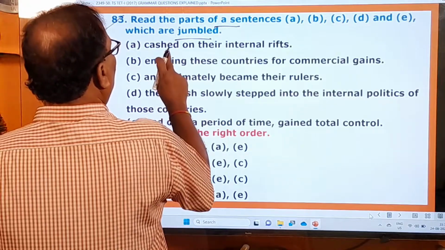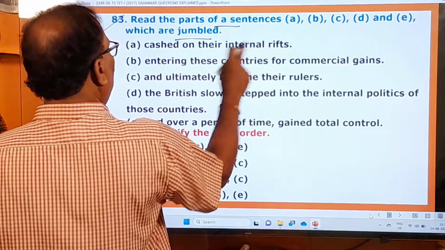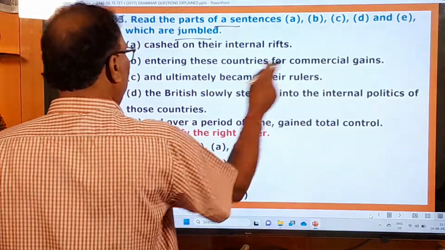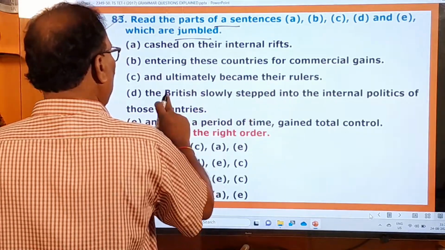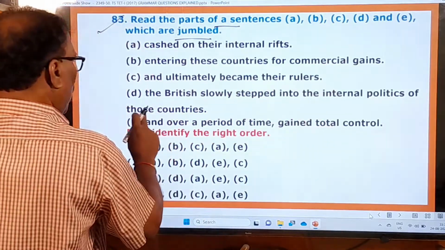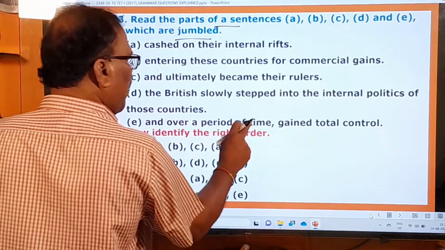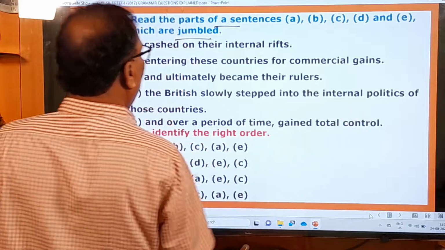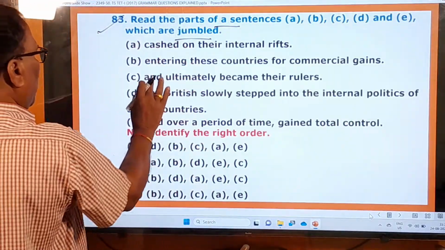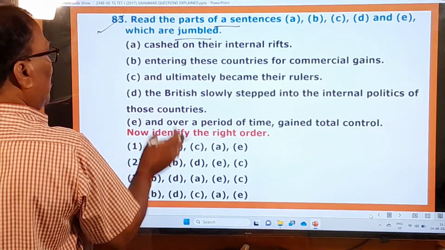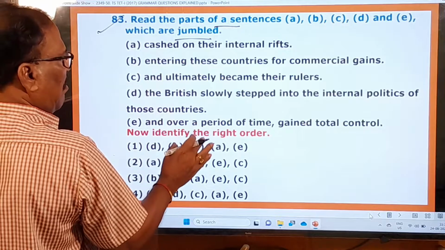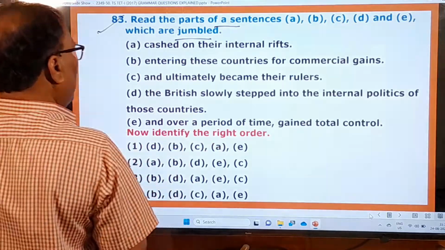Here you see: cashed on their internal rifts; entering these countries for commercial gains; and ultimately became their rulers. The British slowly stepped into the internal politics of those countries, and over a period of time gained total control. So these are the 5 statements. Now let us see the order of the sentences.